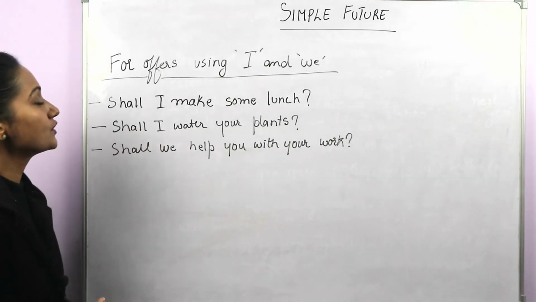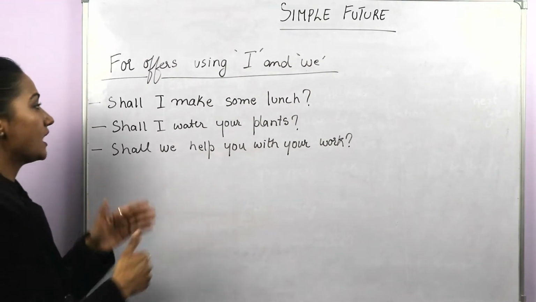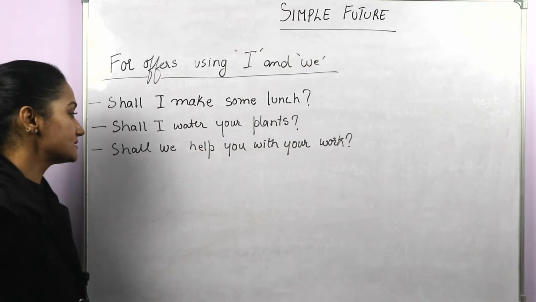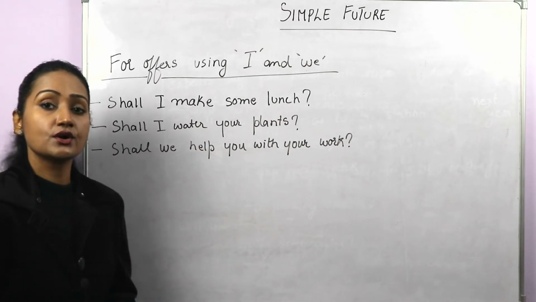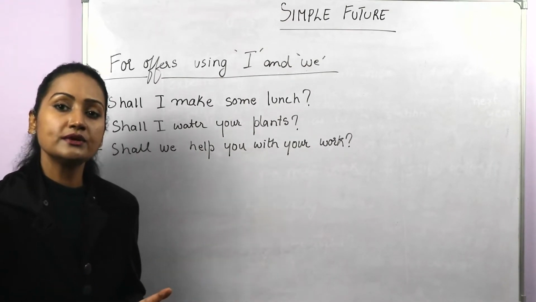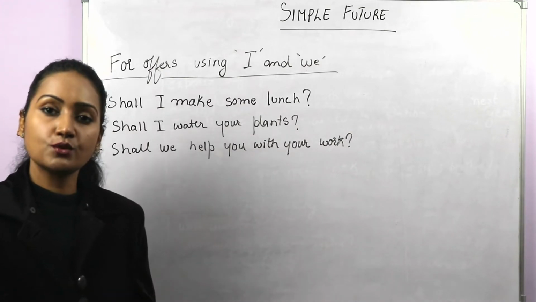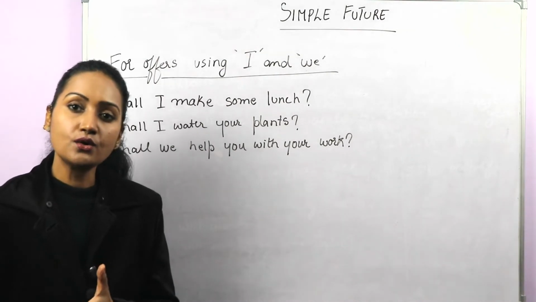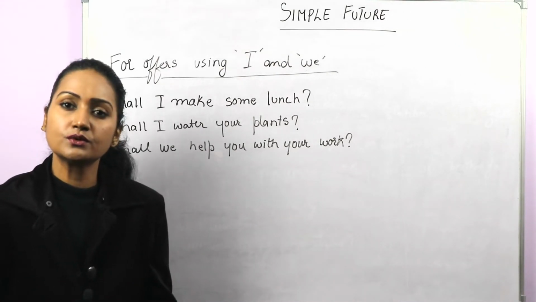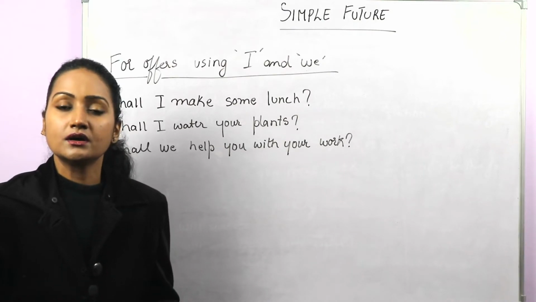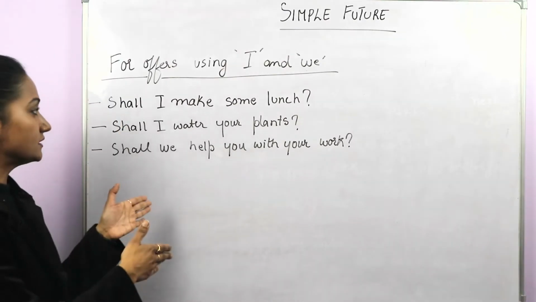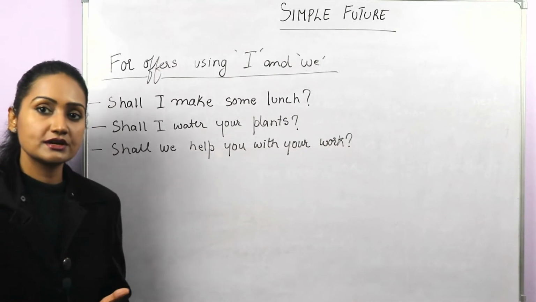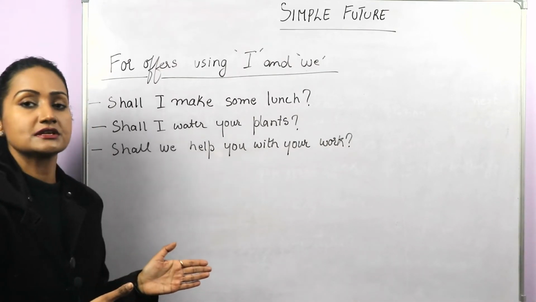We use shall for offers using I and we. How? Shall I make some lunch? Shall I water your plants? Shall we help you with your work? You remember, in offering, whenever we want to offer help, we use will also. Okay, how? I will help you with your work. I will help you with your project. So here also in offers we can use shall, but in interrogative form. It is always better to use it like this.